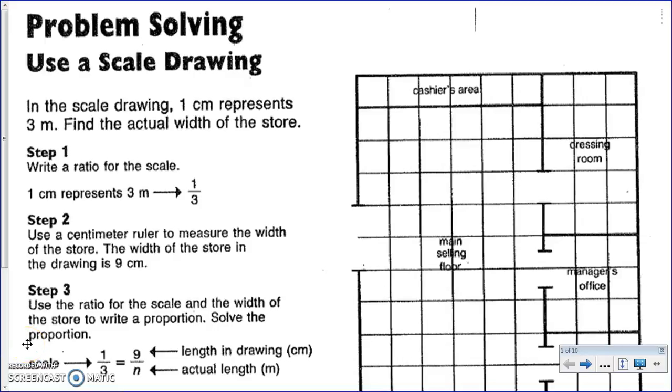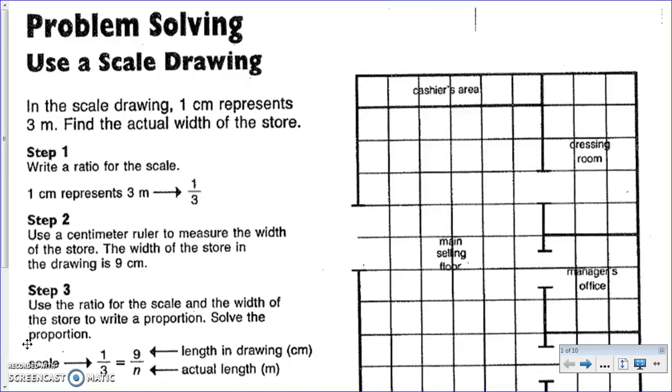Today we are working on scale drawing. There isn't an SBI for you to copy down. So starting with problem solving, use a scale drawing. In the scale drawing, 1 centimeter represents 3 meters. Find the actual width of the store.